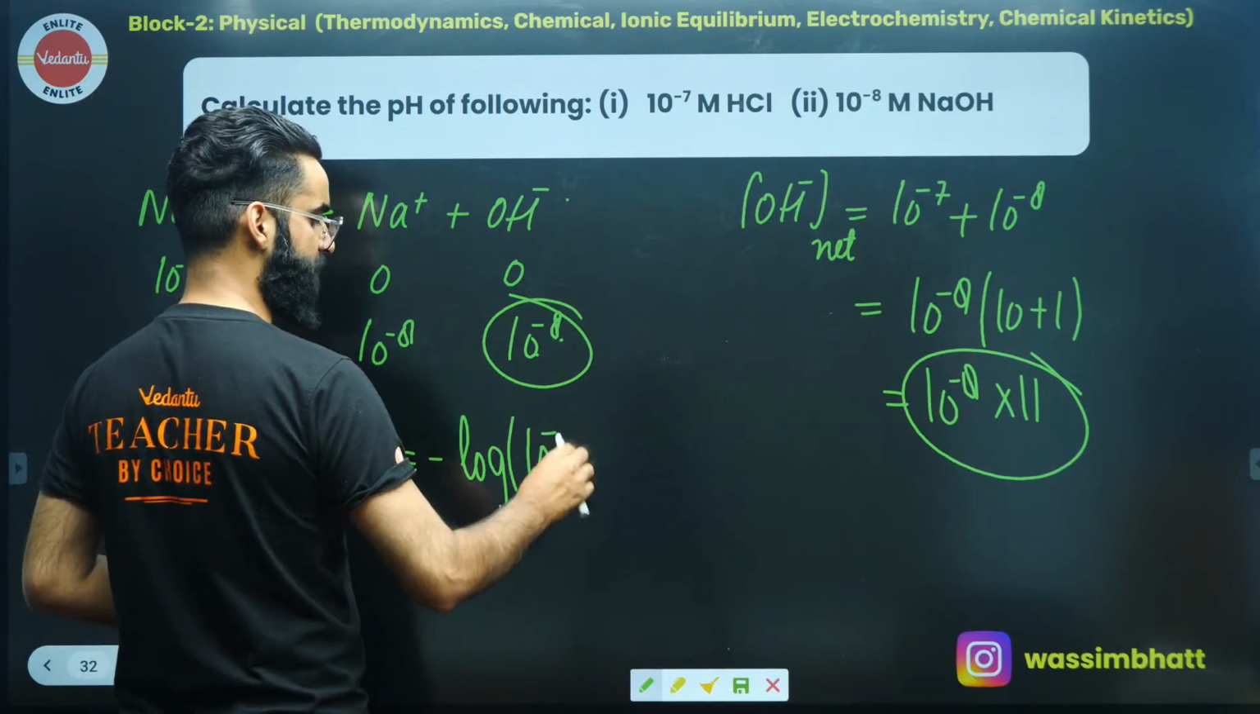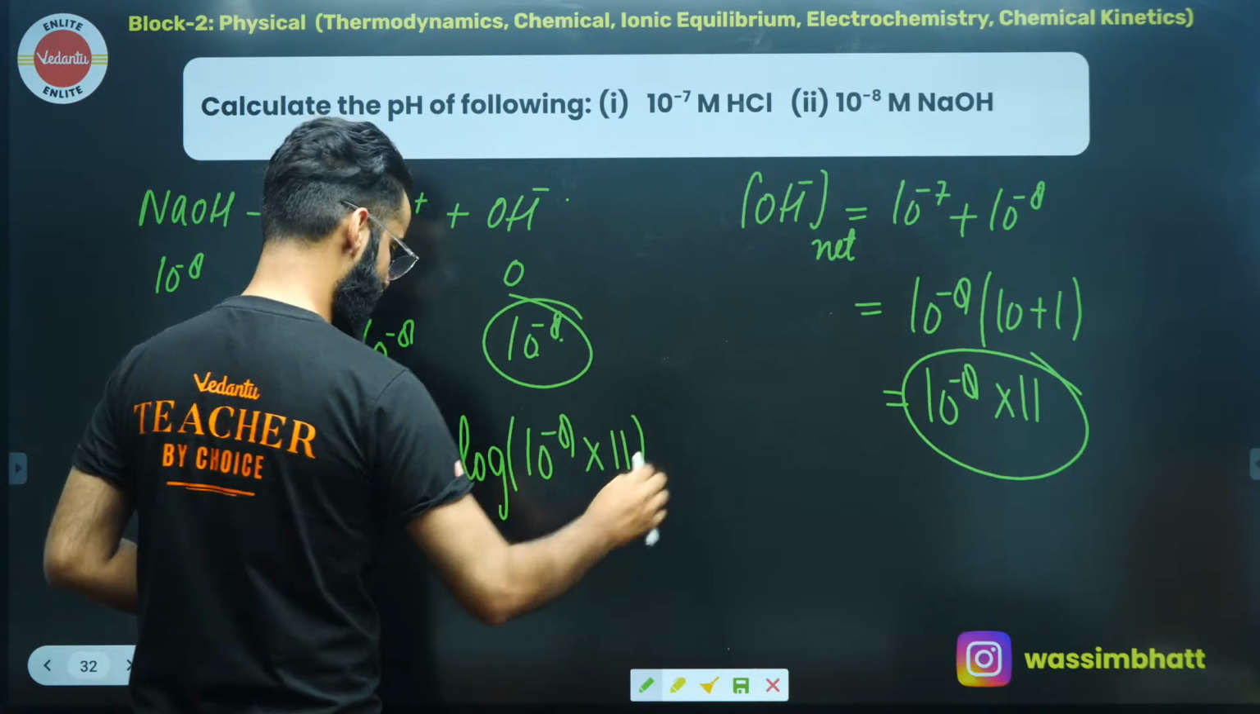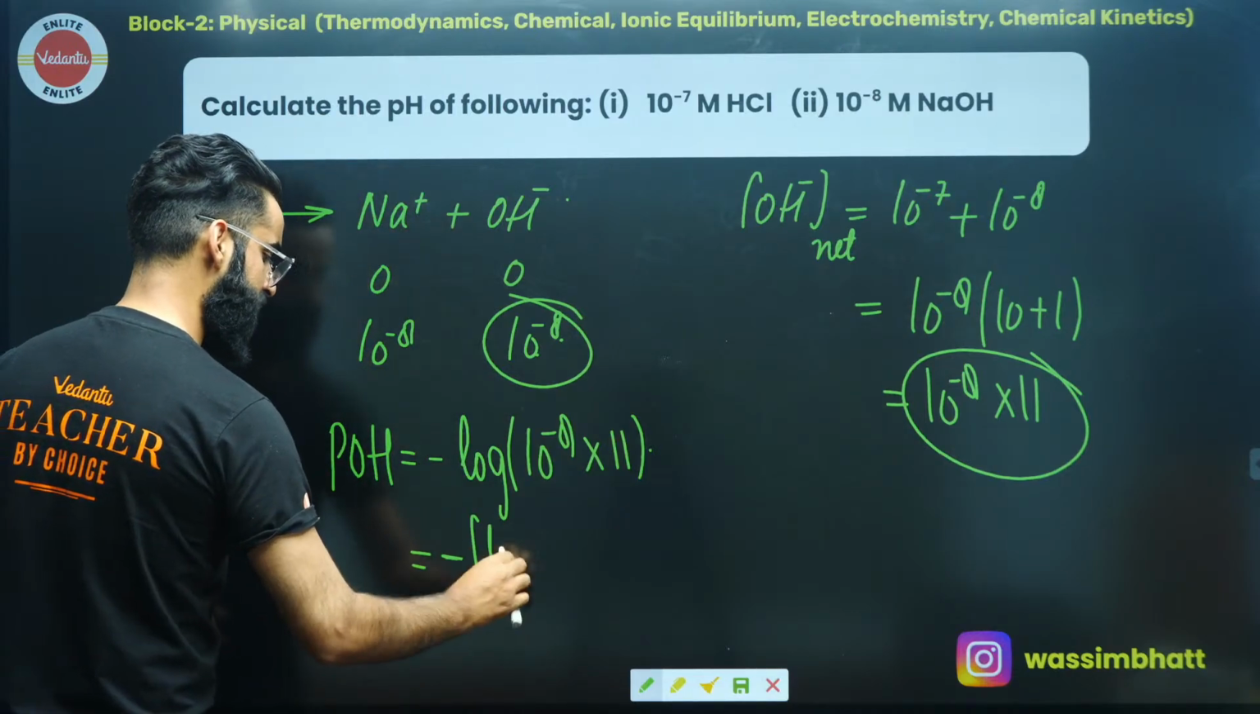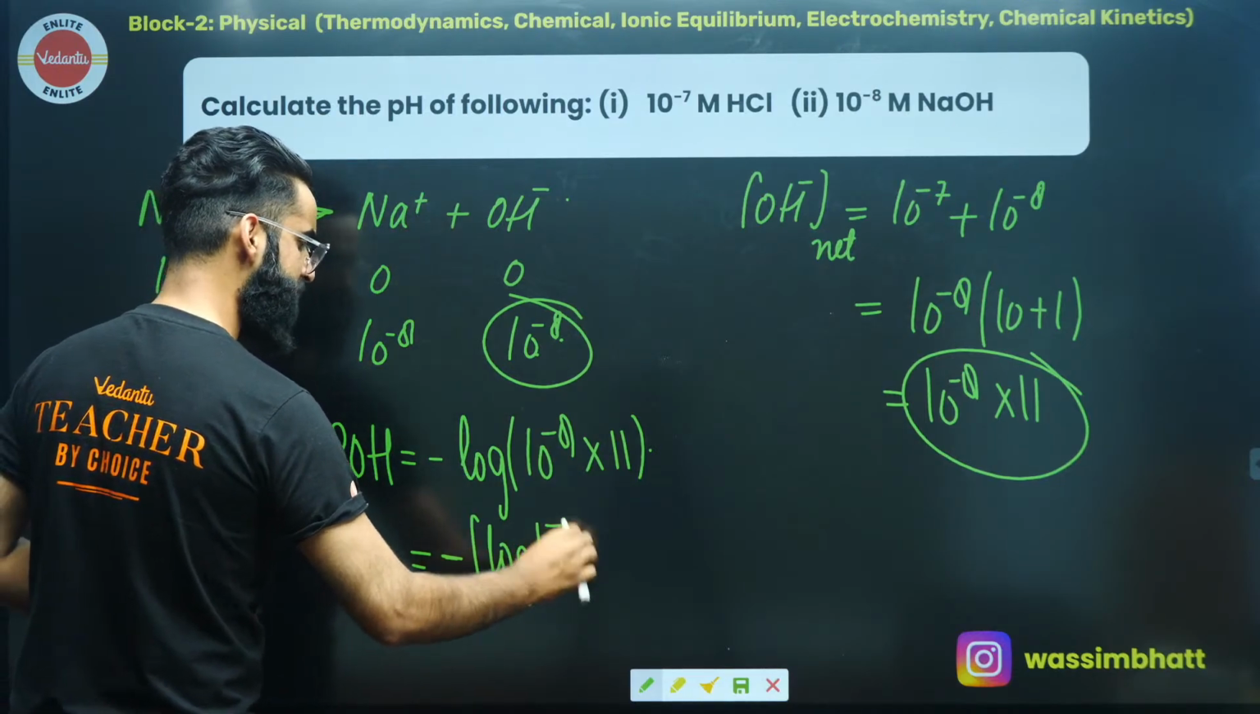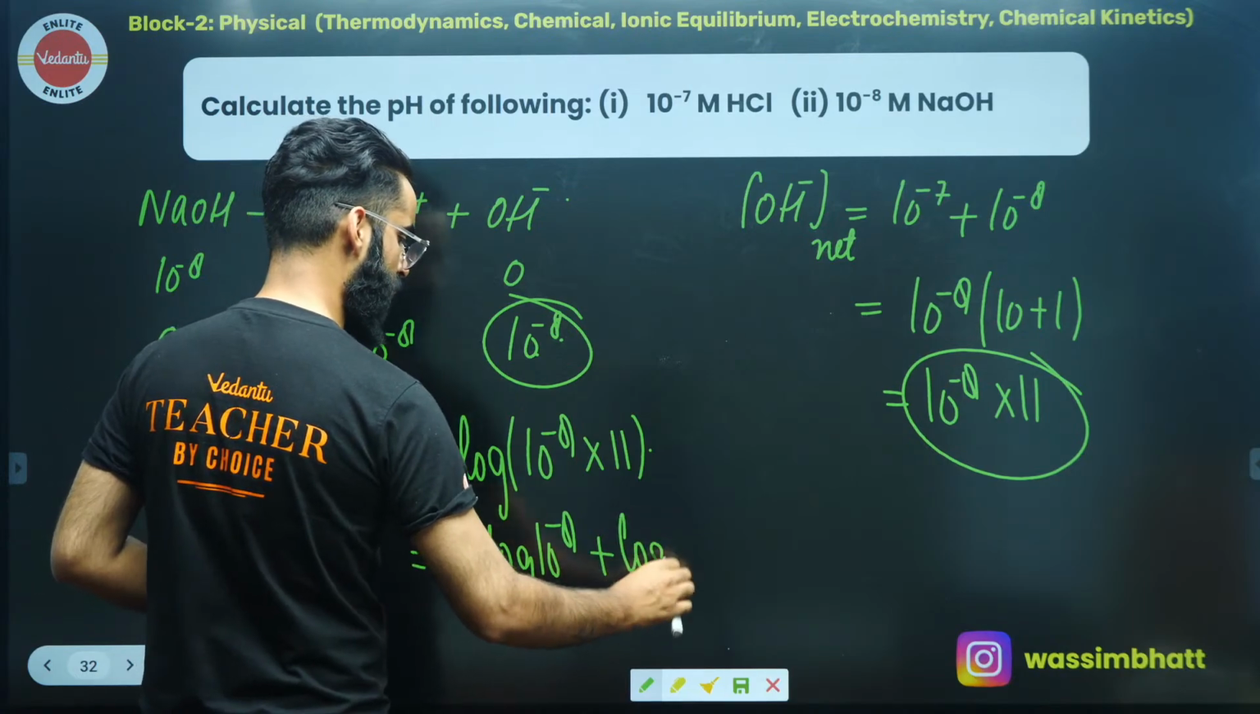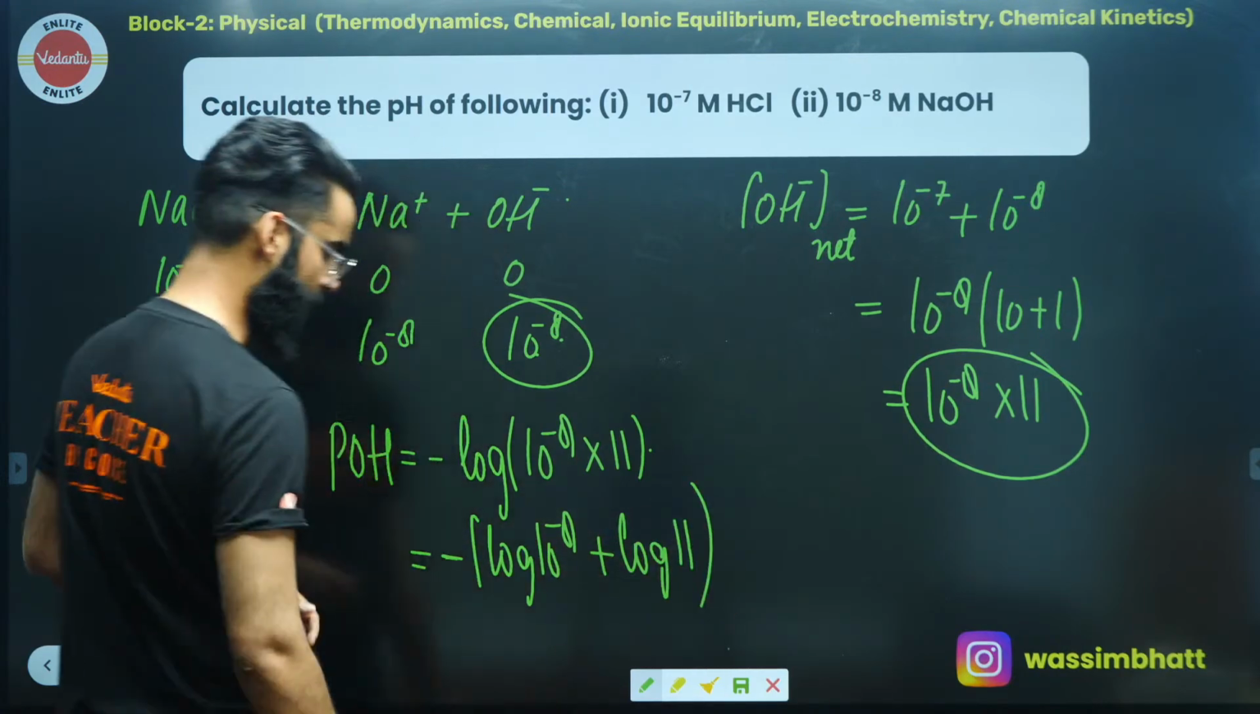OH negative is 10 raised to the power minus 8 multiplied by 11, right? So it stands for minus. This is going to be log of 10 raised to the power minus 8, plus log of 11. That's how you're going to solve it.